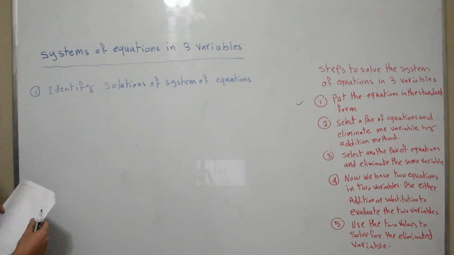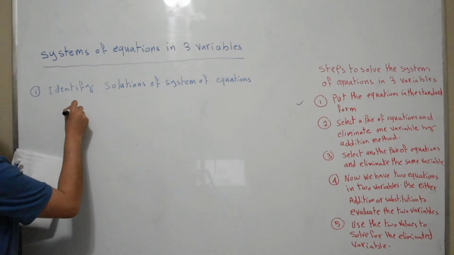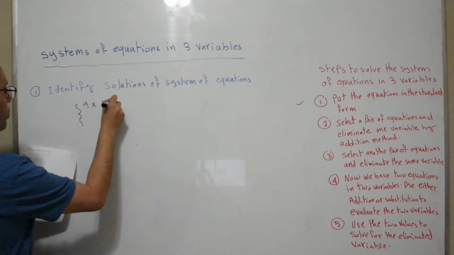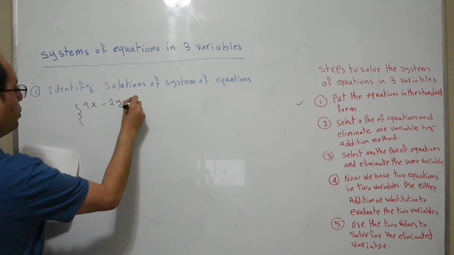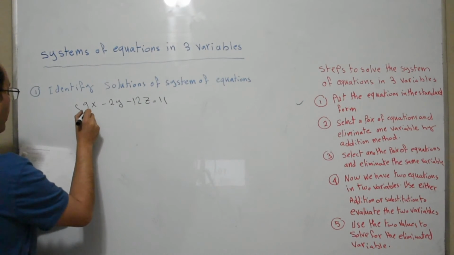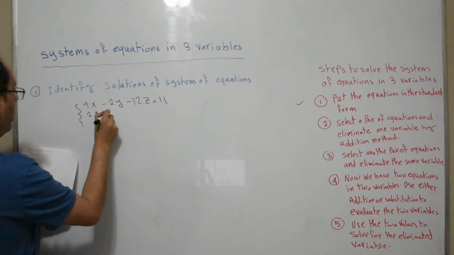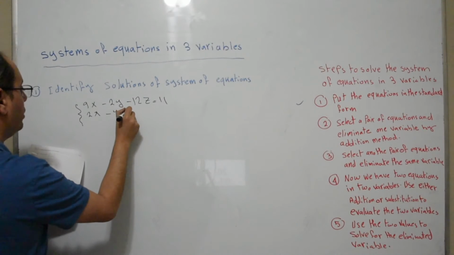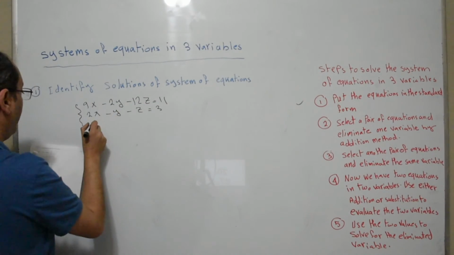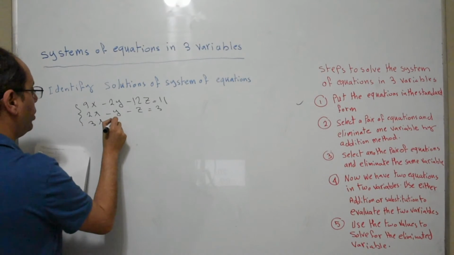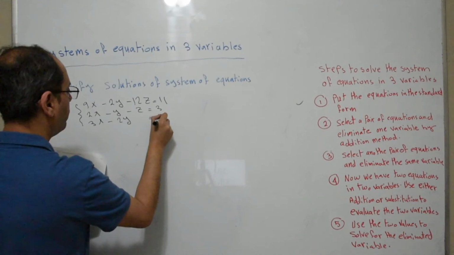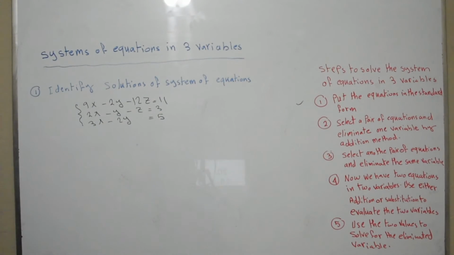So I have three equations here. I have 9x minus 2y minus 12z equals 11, and I have 2x minus y minus z equals 3, and I have 3x minus 2y, and there is no z, equals 5. Now I need to find the solution of that.